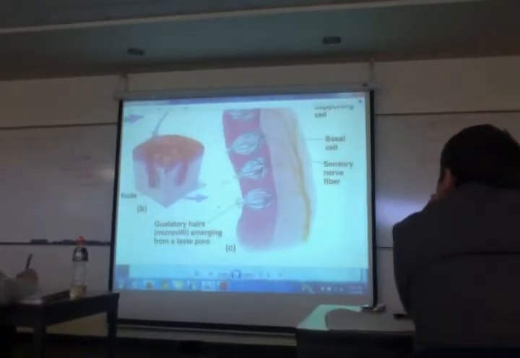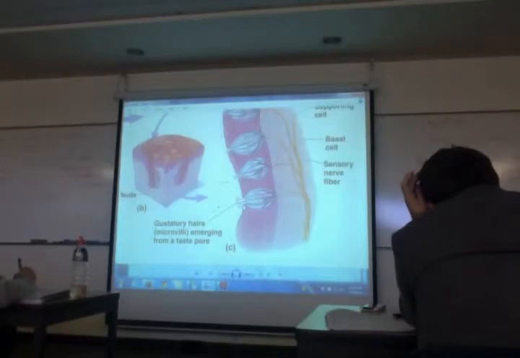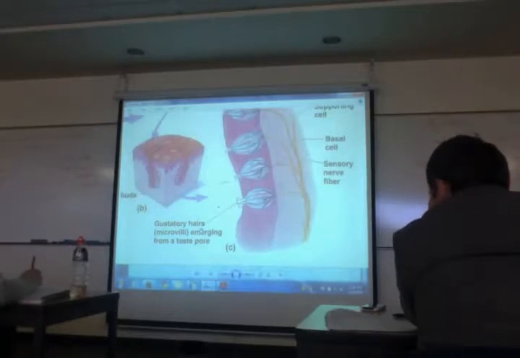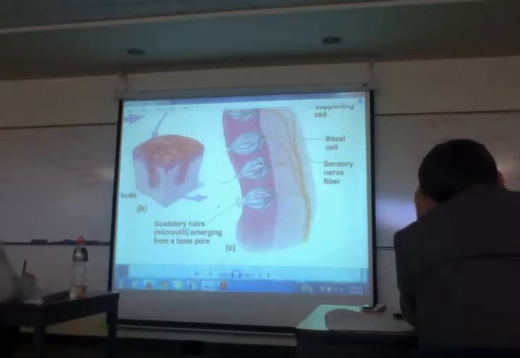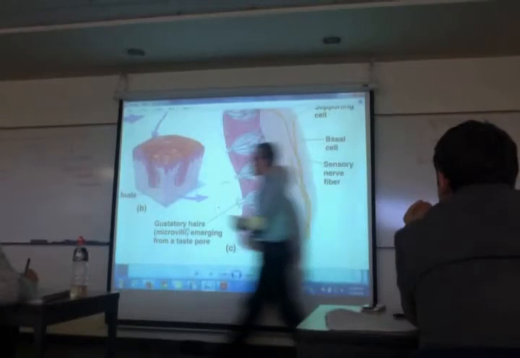What do you see poking out of the taste bud? Hair. Little hairs. But this is a different kind of hair than the hair we've been talking about. The hair we've been talking about has been bending and turning on neurons. These ones are called gustatory hairs. They have a different job. They are a chemoreceptor.